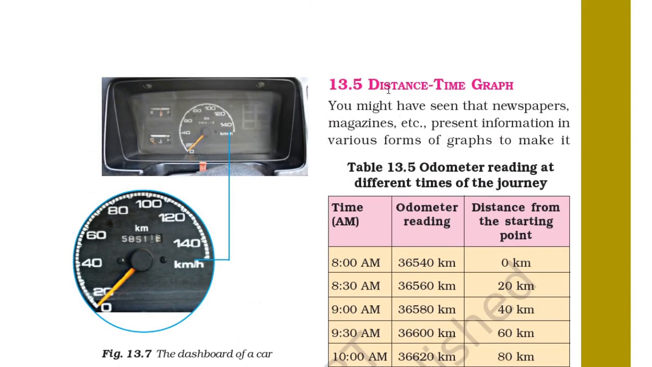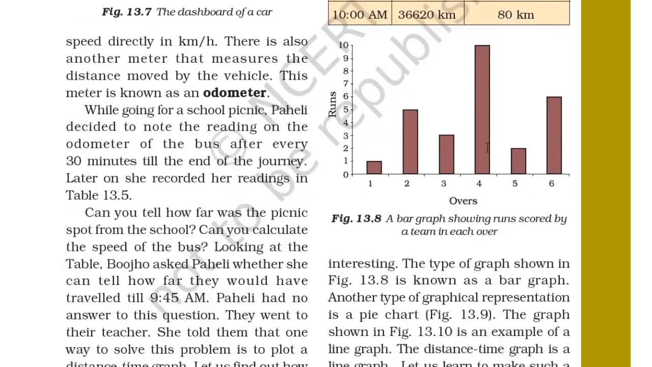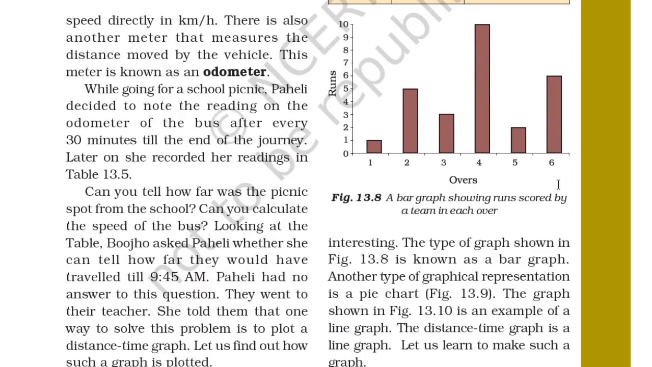13.5 distance time graph. You might have seen in newspapers, magazines, etc. that information is presented in various forms in graphs to make it interesting. The type of graph shown in figure 13.8 is known as a bar graph. Another type of graphical representation is a pie chart. Figure 13.9 is a pie chart. The graph shown in figure 13.10 is an example of a line graph. The distance time graph is a line graph. Let us learn to make such a graph.